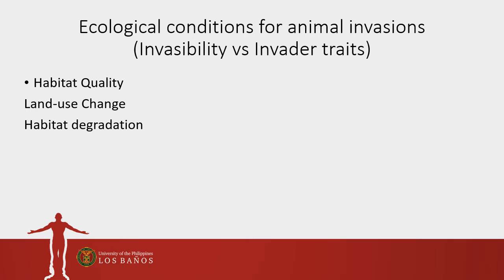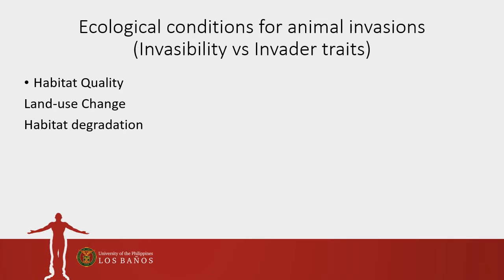Last week, you have seen how globalization and human movement have paved way for the movement of some animals into areas they were not previously found. And of course, some of these species, not all, have successfully established but have negatively affected the new environment and are thus termed invasive. Now, what are the ecological conditions for successful invasions? Can animals successfully become established in any habitat? Or do animals have to have specific traits?